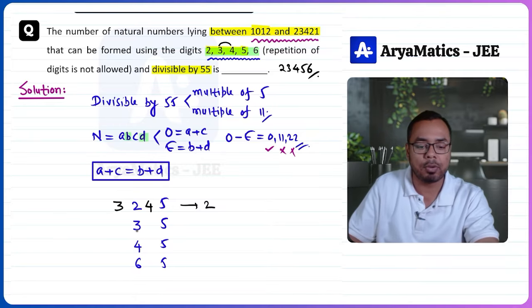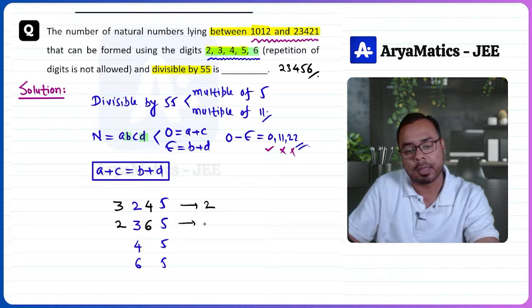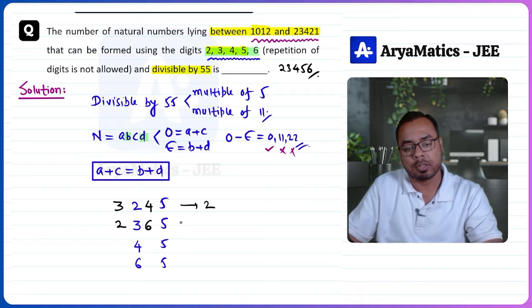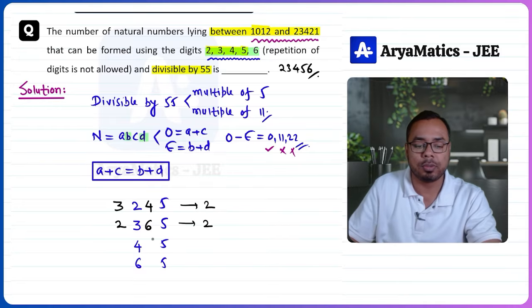Similarly, if I have 5 at unit place and 3 at 100 place, then again their sum will be 5 plus 3, 8. Now let us see how we can get a sum of 8 here. 3 and 5 we have already used, so the remaining digits are 2, 4 and 6. If I take 2 and 6, we can get a sum of 8. So here we can place 2 and 6, and again interchange these two, you'll get another two numbers in this case. So the next two numbers are 2, 6, then 6, 2.